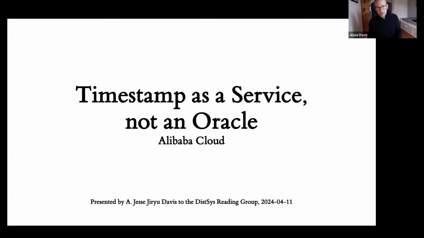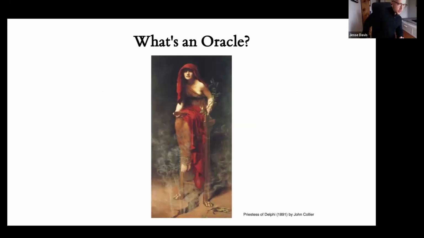So I'm Jesse, and I'm presenting Timestamp as a Service, not an Oracle, which was published in VLDB this year by some Alibaba engineers. An Oracle is someone who speaks for a god and reveals divine knowledge. And in computer science, we use the term Oracle for a machine that can do something impossible, like solve the halting problem or generate truly random numbers.